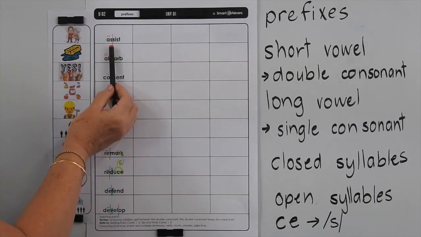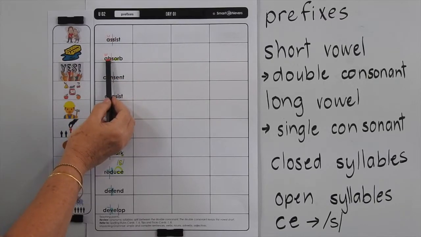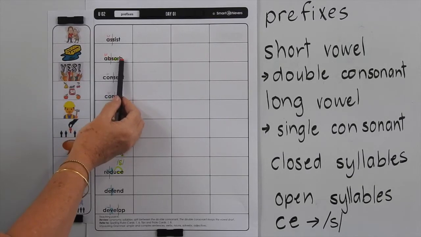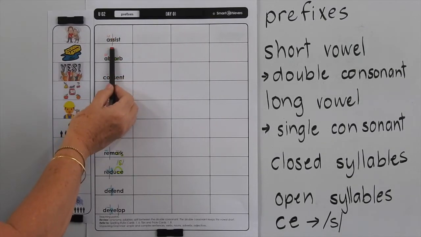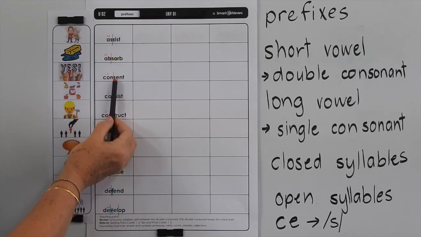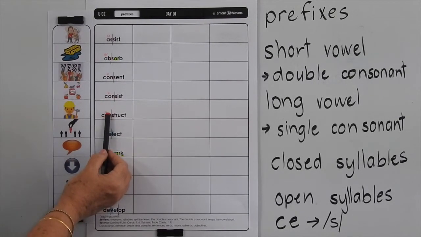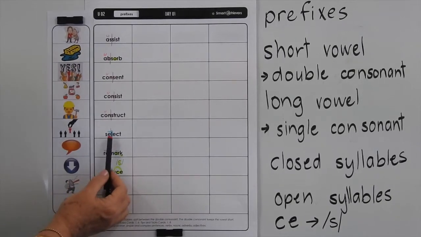So that means we must have two consonants after a short vowel sound. Now the consonants don't have to be the same. So in assist we've got a double letter, but in absorb we've got a B and an S, so they're different. And then when we want to split these into syllables, we're going to cut it between the two consonants, even if they're the same or different. So it's quite easy if you want to go through and mark those: the short vowel, the double consonant after it, and then splitting it into its syllables.